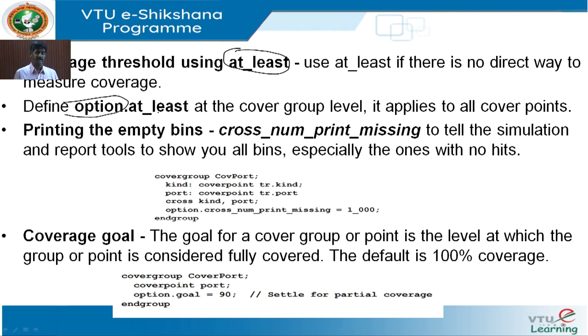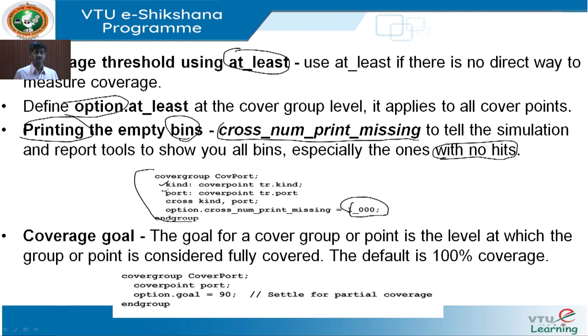Where you are collecting all these values, you are collecting them in bins. A bin is a construct which lets us collect all your responses under your simulation report tools. I can have a printing option or a monitoring option for these values. Printing the empty bins: cross_num_print_missing tells the simulation or report tools to show you all bins, especially the ones with no hits, without any responses. If there are any such bins, you can report them. Simply I am making out the transaction. Here I am doing it: how many bins I can have, all the bins which are reported.